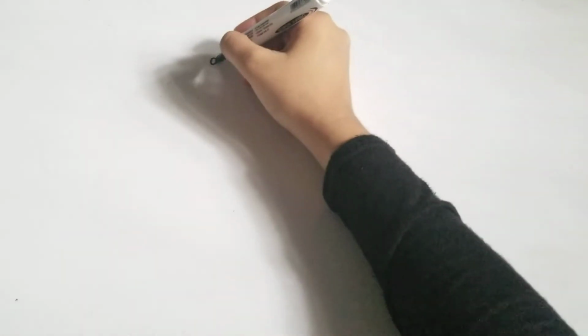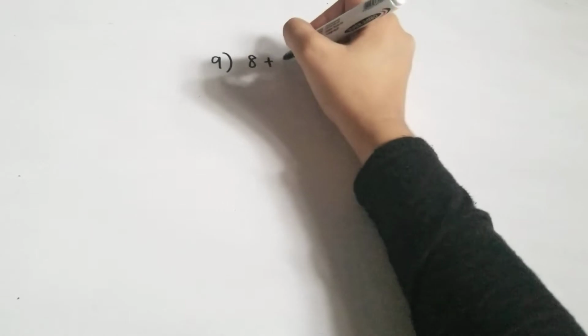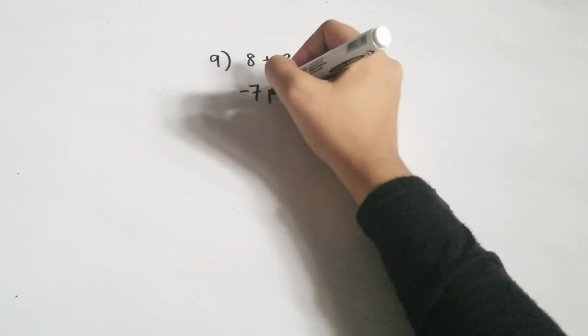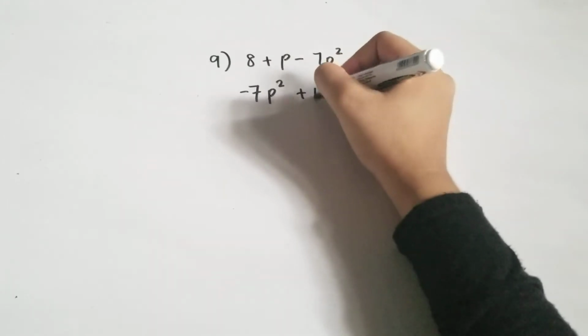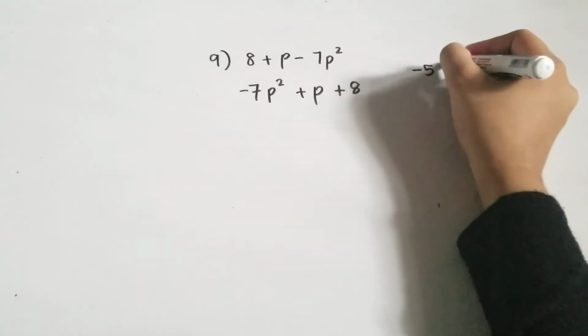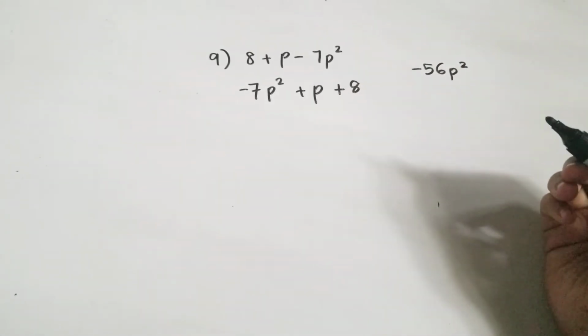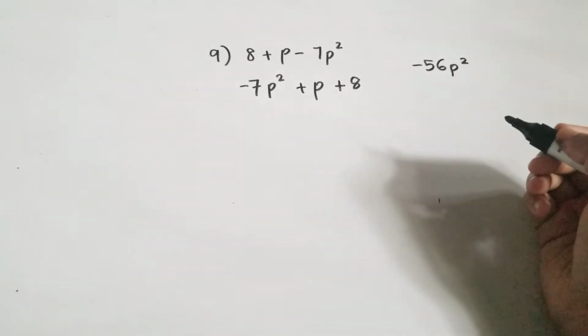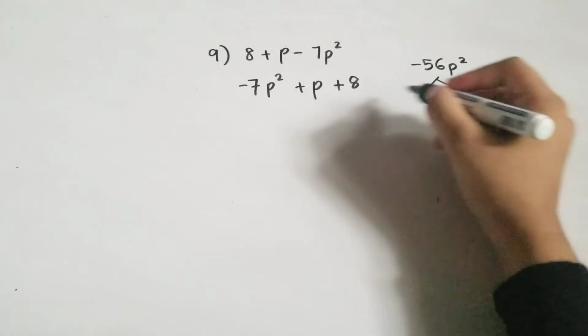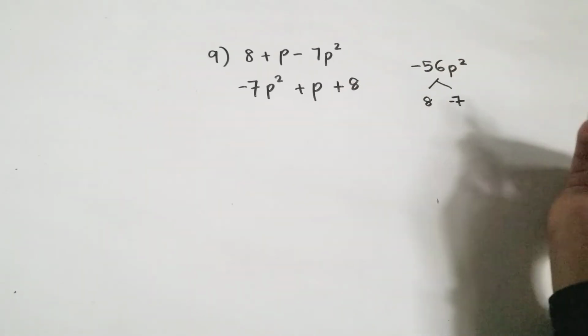Now let's go to the ninth question. 8 plus p minus 7p squared. First of all, I'll arrange this one correctly. Squared term first. Then the last term should be a number. So 8 times 7 is minus 56p squared. Minus 56p squared. So how can we do it now? What are the factors of 56? 8 and 7 are suitable because 8 minus 7 is 1.